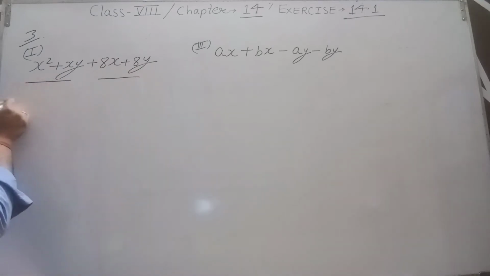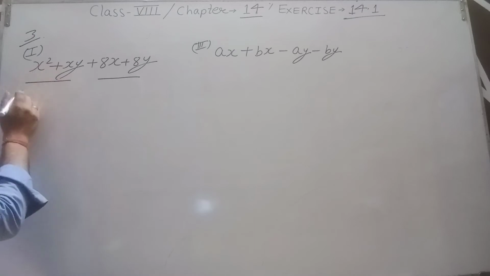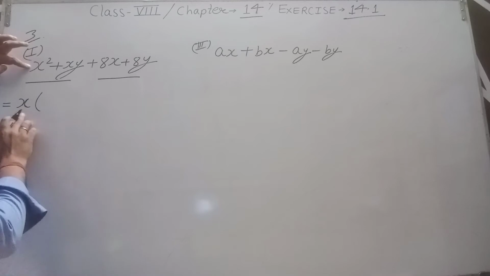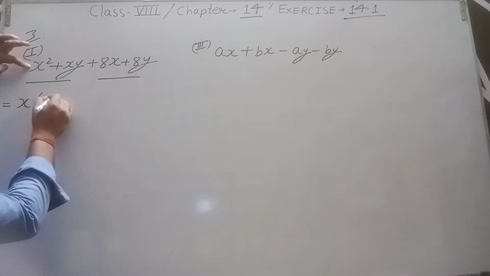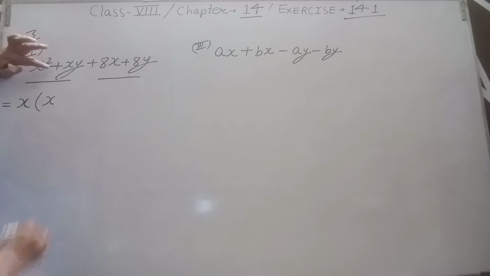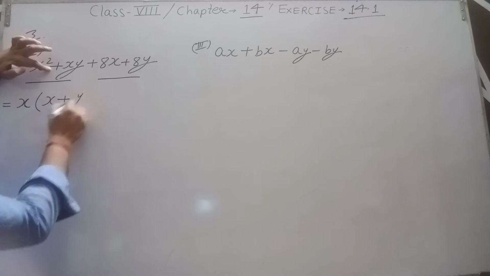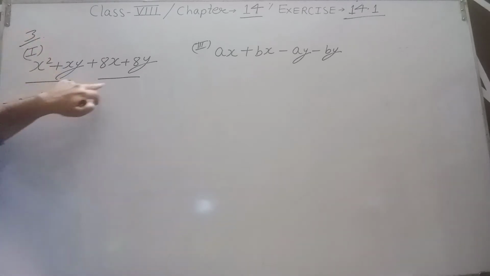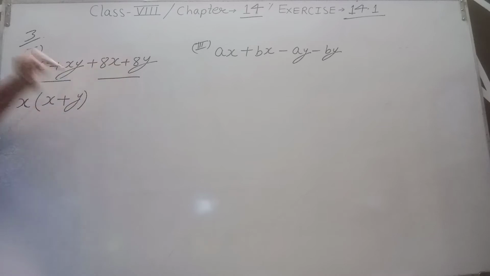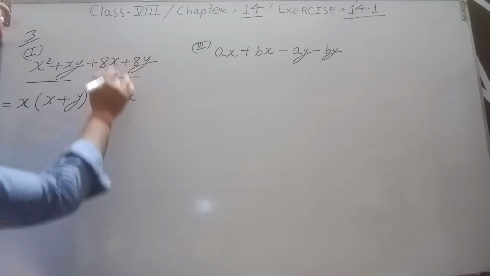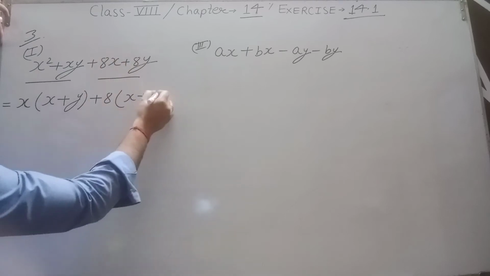In the first binomial, we observe that the variable x is a common factor. So we note down x outside the bracket. In the first term, x squared, 1 x is outside the bracket, so the remaining 1 x we note down in the bracket, plus xy, x outside the bracket, so in the bracket we note down y. Now in these 2 terms we observe that 8 is a common factor, so we note down 8 outside the bracket, and the remaining terms x plus y in the bracket.